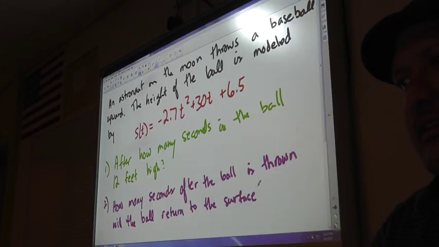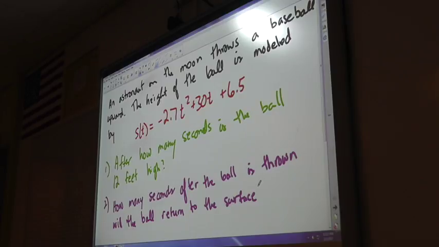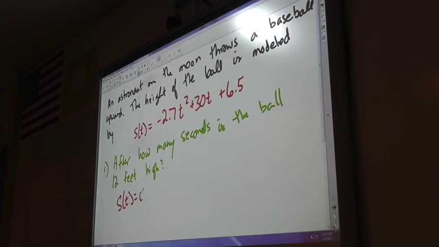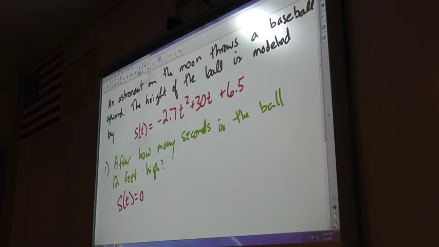So that's basically what we're solving here. We're asking when is S of t equal to 0? Right? No, we're not asking that. That's the next one. When is it equal to 12?